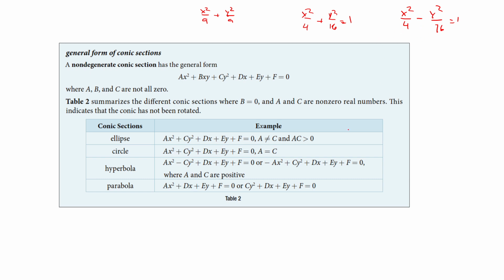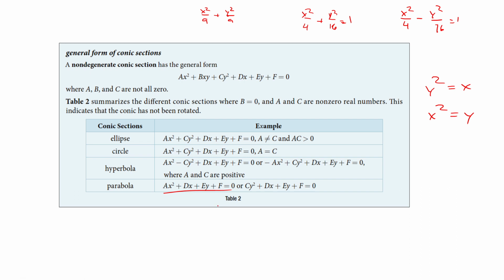And then lastly, we had different versions of this as well, but we saw parabolas where we were doing something like this. So they aren't going to have two squared terms, they're only going to have one. Either an x squared or y squared, but not both. That's how we could identify the parabola.